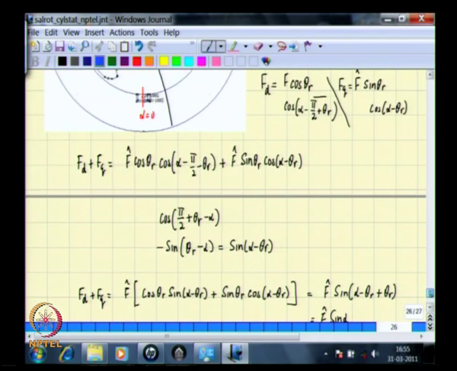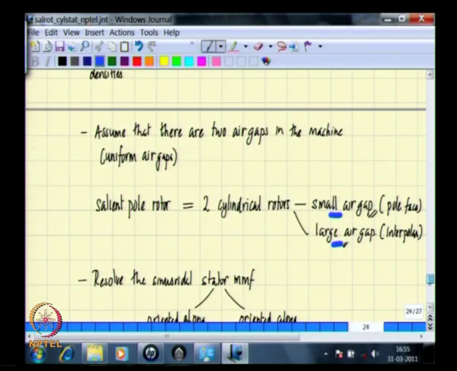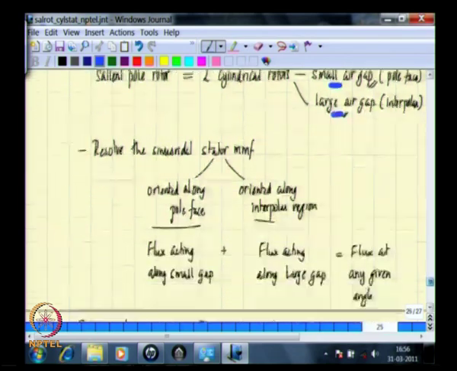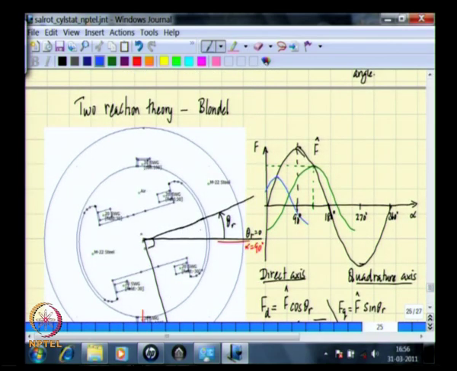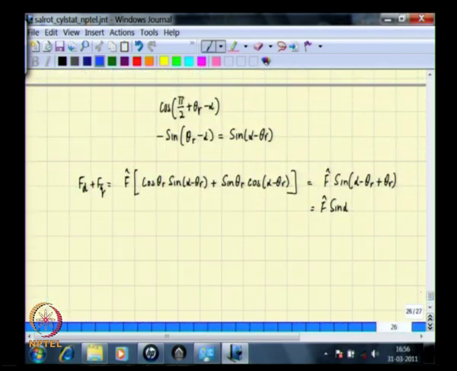So if we look back, what we have said is that the machine with the salient pole rotor can now be thought of as a machine with two cylindrical rotors: one cylindrical rotor being associated with a small air gap and representative of the pole face regions, and another rotor being associated with a large air gap representative of the interpolar regions. And we need to add the two fluxes that are going to be generated.